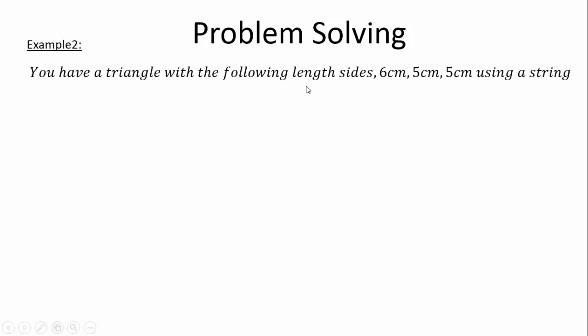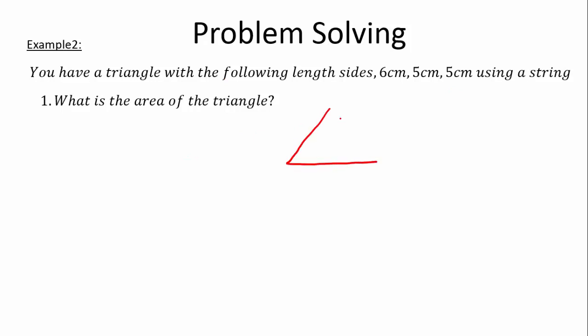You have a triangle with the following length sides, 6, 5, 5. Using a string, what is the area of the triangle? Okay, so you've used a string to create this triangle. We know that the lengths are 6, 5, and 5. We can see that that's an isosceles. We have a 5, we have a 5, we have a 6. Remember, this is a piece of string that we want to run around.